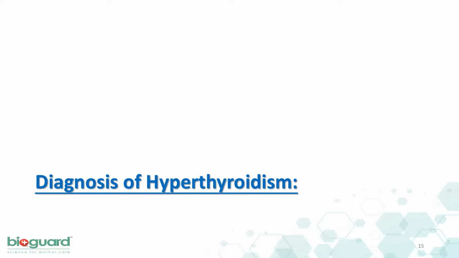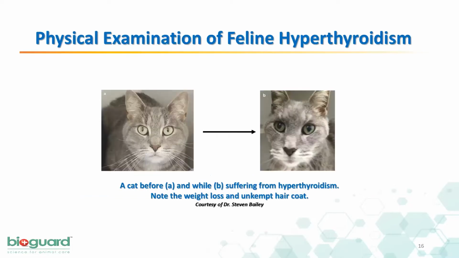So as we discussed the clinical signs and the causes of hyperthyroidism, let's talk more about the diagnosis of this disorder. Of course, the first identification towards the diagnosis is the physical appearance of the cat. You can see in this example where the cat, which is in a normal condition, looks very beautiful and cute.